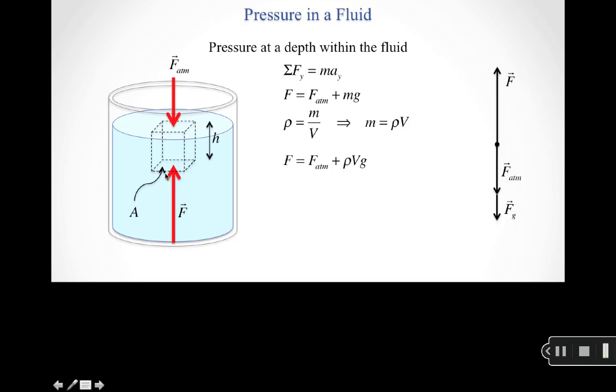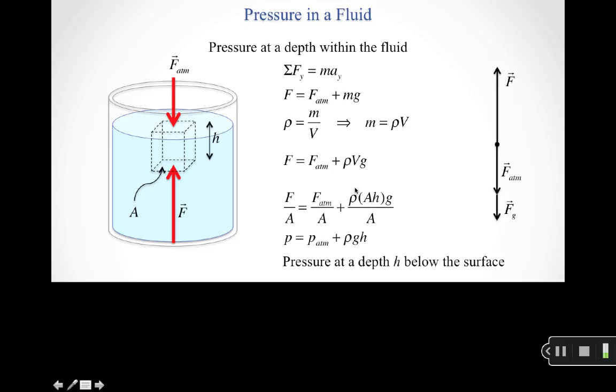And then in terms of thinking about this volume, well, it's nothing more than the volume of this box. This box has an area of A on the top and bottom surfaces and a height of h. So this area times this height will be what the volume is. And so when I plug that in and then divide my entire equation by the area, what I notice is now I've got three terms. The first one is this force over area. That's the pressure at the bottom surface. The second term is the force due to the atmospheric pressure over area, so that's my atmospheric pressure term. And then the A's cancel out in this last term, and I'm left with rho g h.